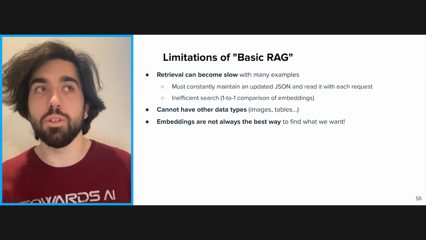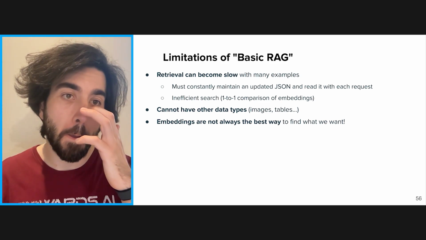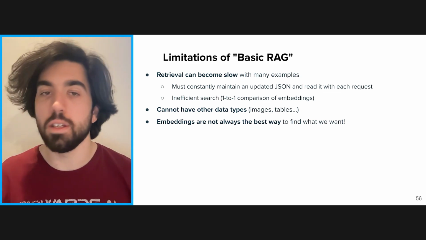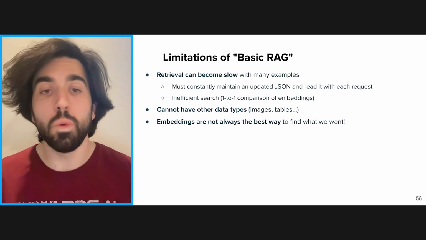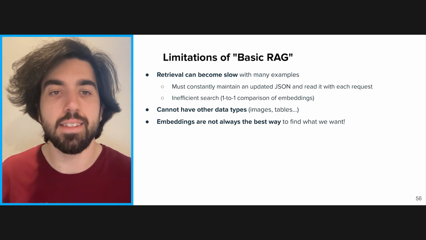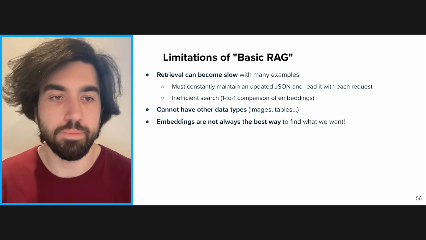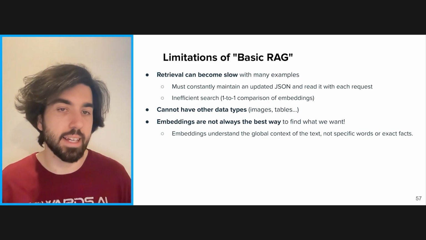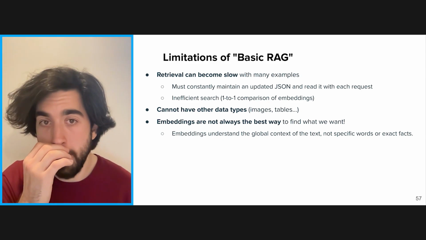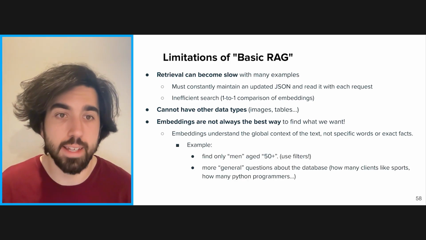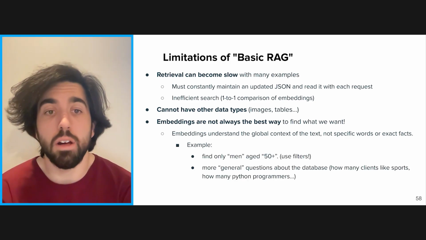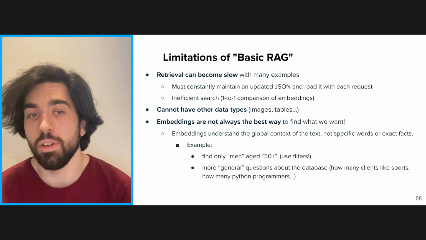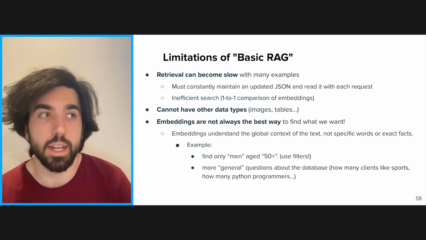That's because we may want everything referring to someone or some concept specifically in our dataset, rather than just the most similar meanings, which won't guarantee that exactly this name comes back to us every time. Embeddings understand the global context of the text. If you embed a sentence, it will understand the global context of the sentence, but not the specific words or exact facts. For example, if you want only the results of men aged 50 and above in your dataset, you'd better use filters rather than trying to do that with an embedding.